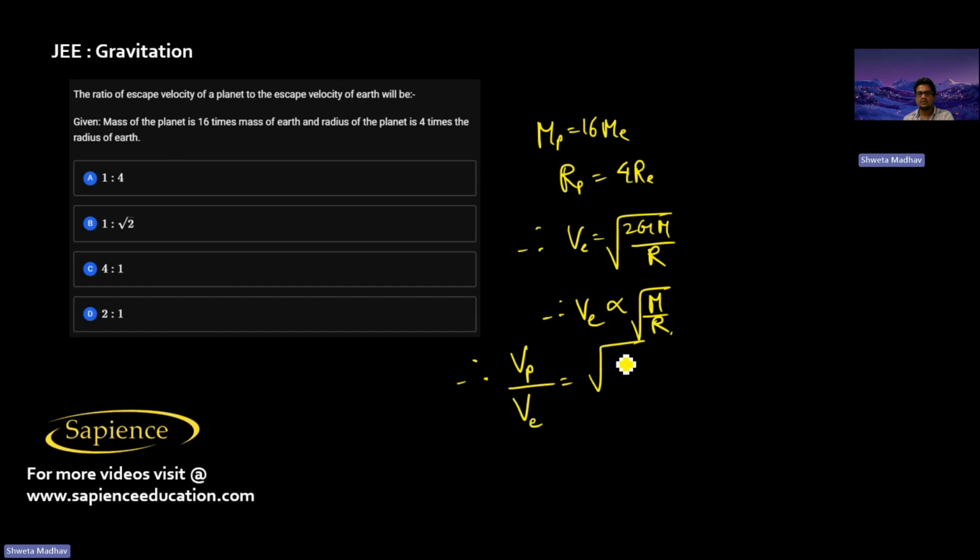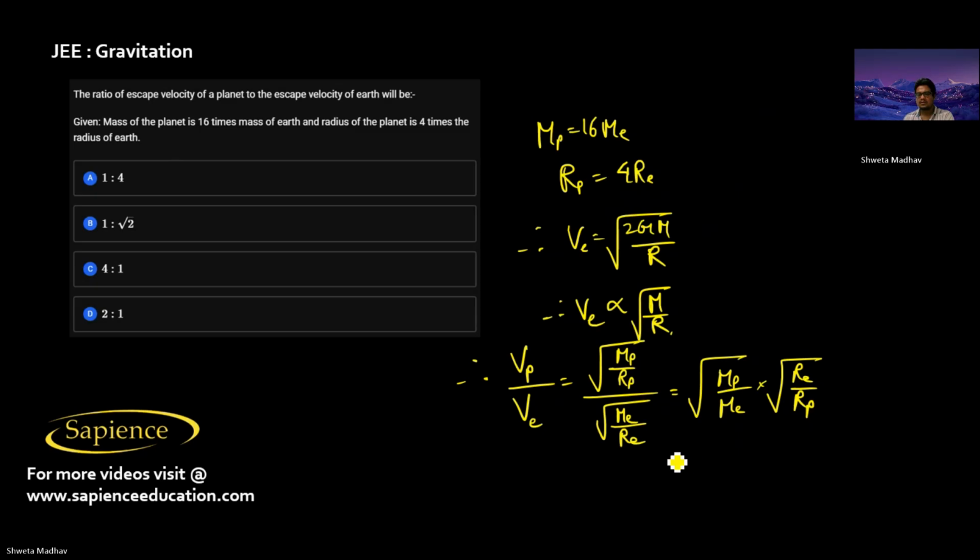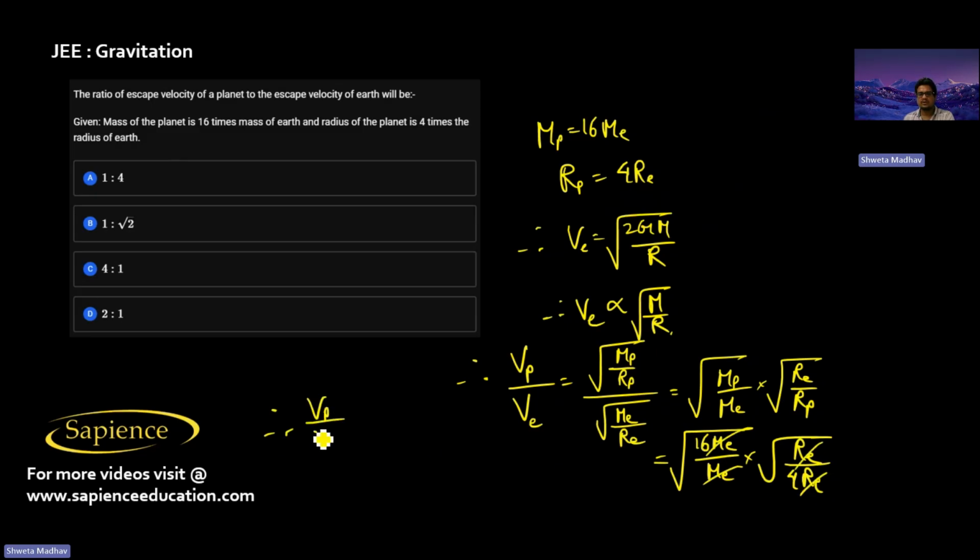This is equal to square root of Mp by Rp divided by square root of Me by Re, which is equal to square root of Mp by Me into square root of Re by Rp. Mass of that planet is 16 Me, so 16 Me by Me, into Re by the radius of the planet, which is 4 Re. So Re will cancel, Me will cancel. Therefore, Vp by Ve is equal to square root of 16 by 4, which is square root of 4, which is 2. So 2 is to 1. So the ratio of the escape velocity of the planet with respect to that of the Earth is 2 is to 1. So option D is the correct answer.